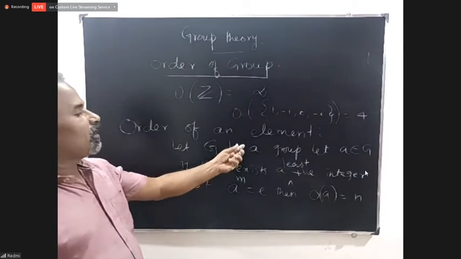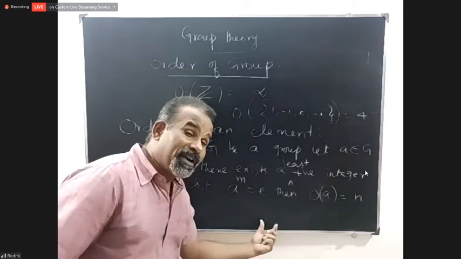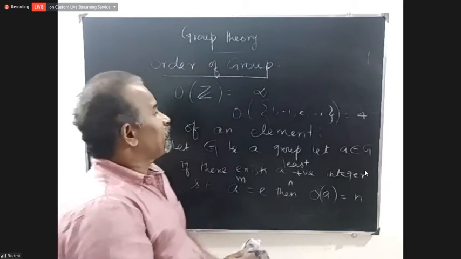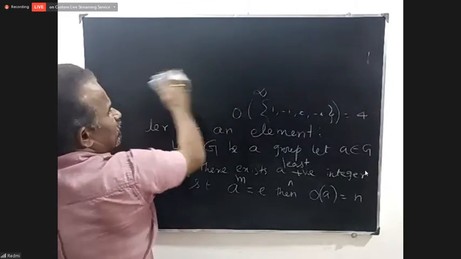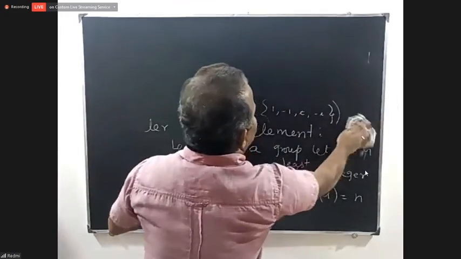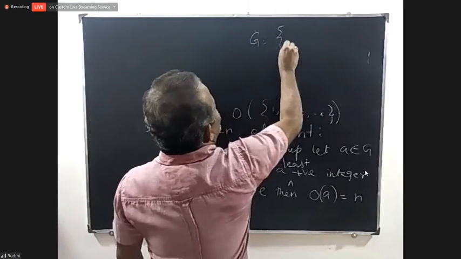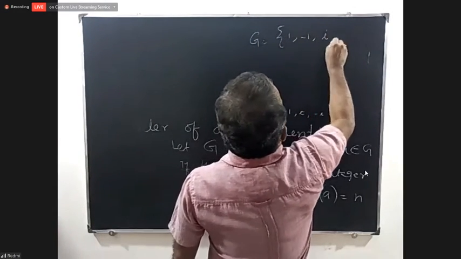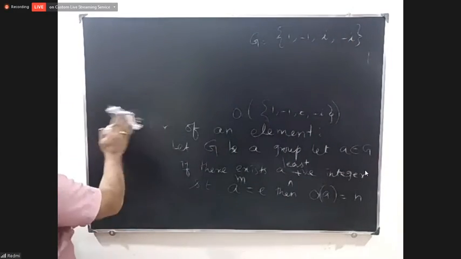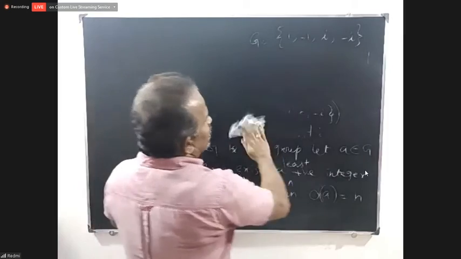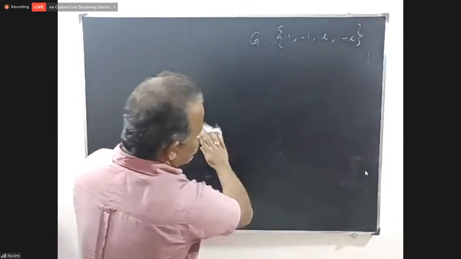So you should know the difference between the order of a group and the order of an element. What is the relation between them? So, order of an element. Suppose let us take G is equal to {1, minus 1, i, minus i}. This is a group with multiplication.